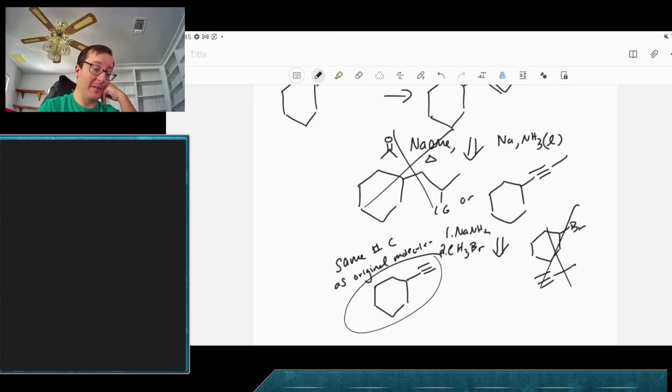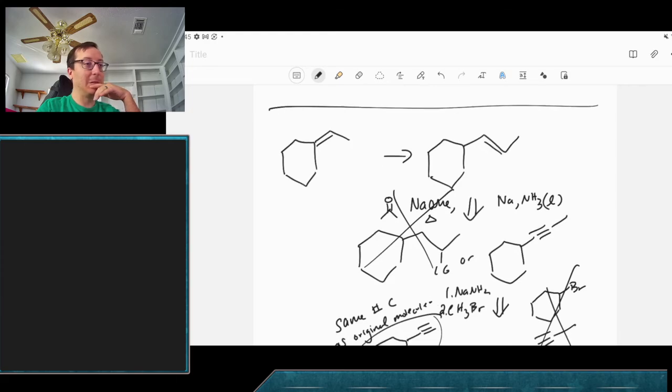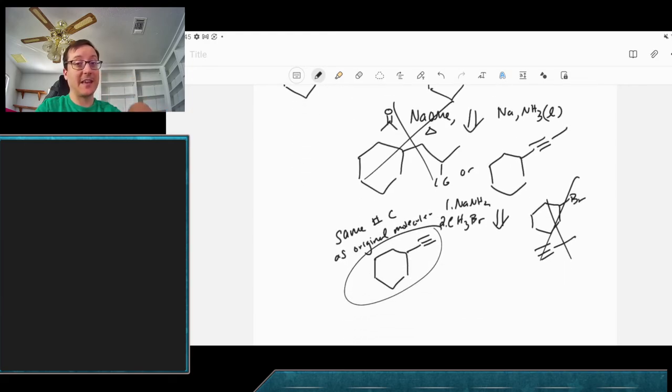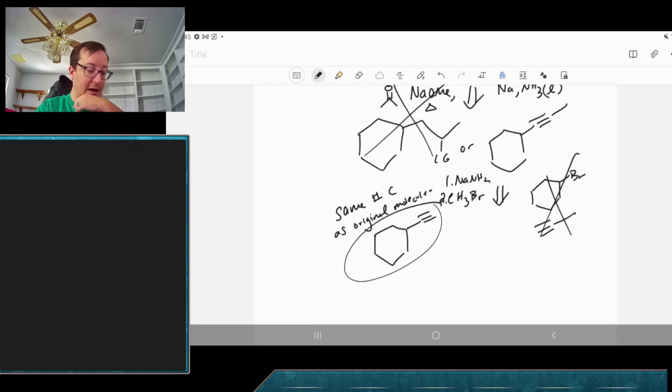How are we going to make this cyclohexyl bromide from this thing? We'd have to cleave it and then do some reduction and then do a bromination. Too many steps. So easier is to use the one that's got the same number of carbons as your original molecule. And so now it's simply a matter of going from this alkene to this alkyne.